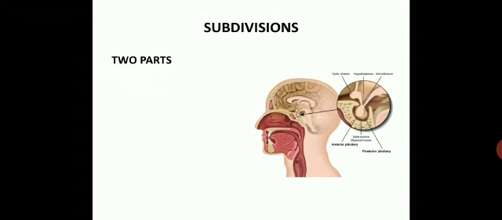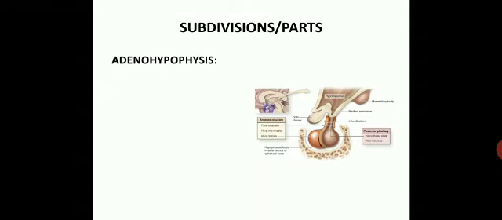It has two parts, adenohypophysis and neurohypophysis. Both differ in their embryological, morphological and functional aspects. The adenohypophysis has three different parts. Those are the pars anterior or pars distalis, also known as the pars glandularis. This is the largest part of the gland.